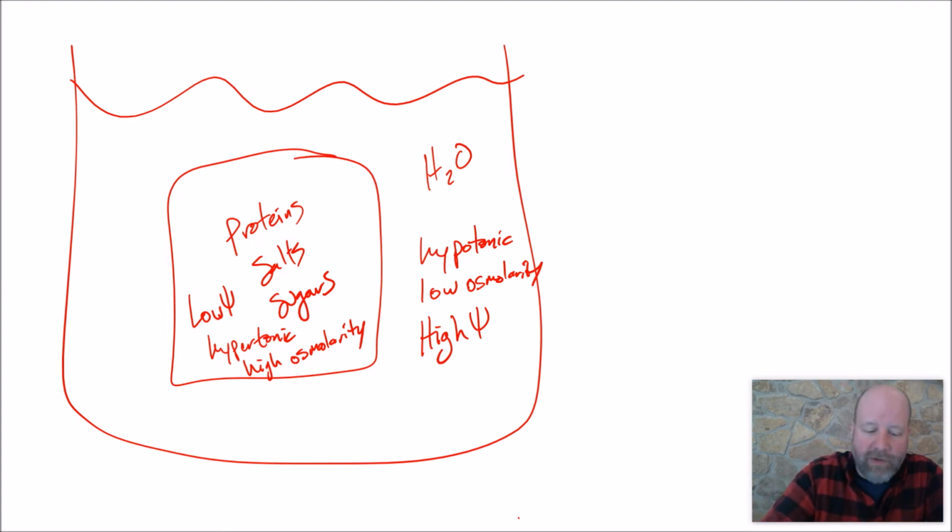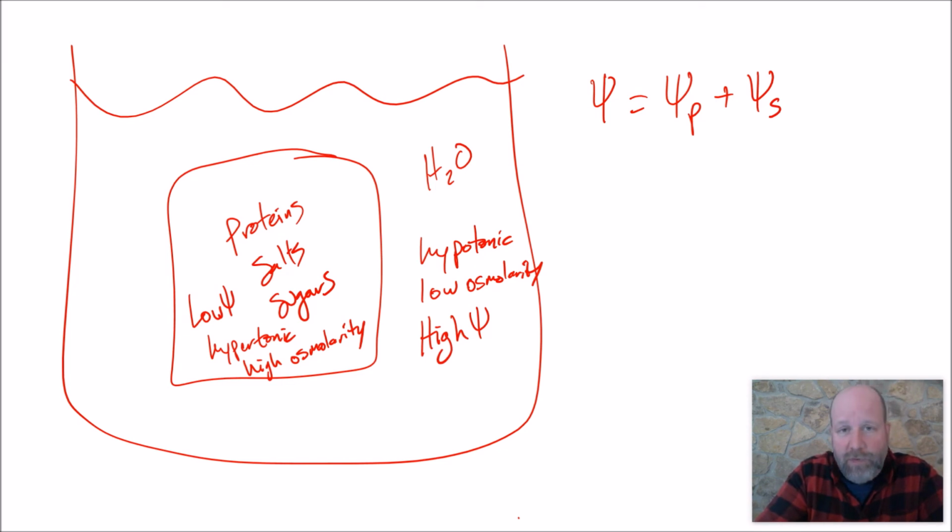And so when we go to calculate psi, the equation is simple. It's psi p, which is the physical pressure, which you really only find in plant cells because they can handle that kind of physical pressure, plus psi s, which is the water potential due to osmolarity. Psi s is equal to negative iCRT. So it's going to be a negative number.